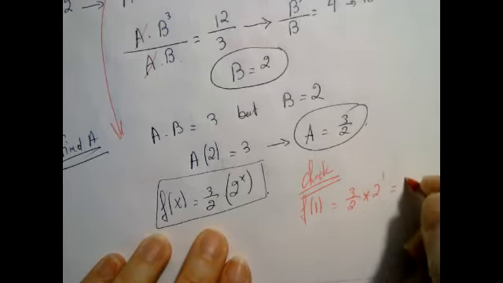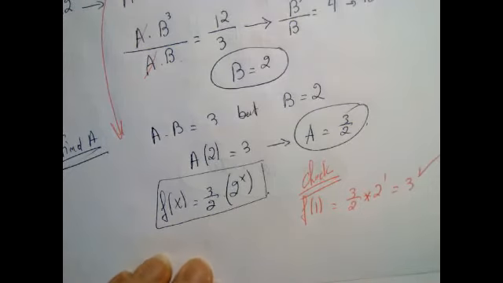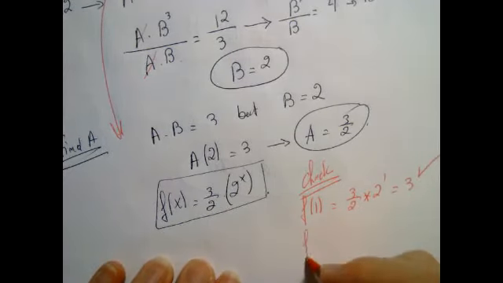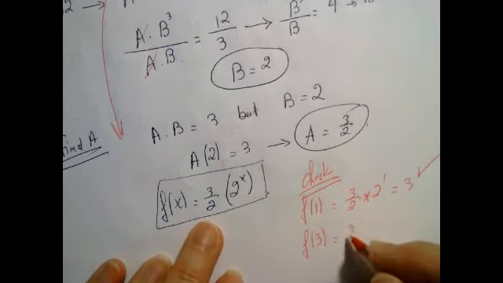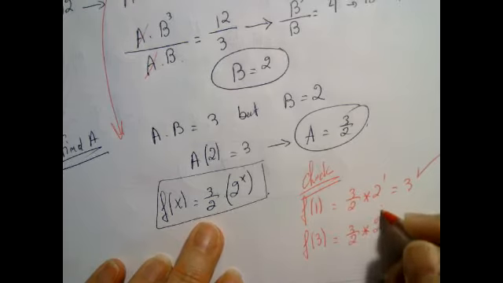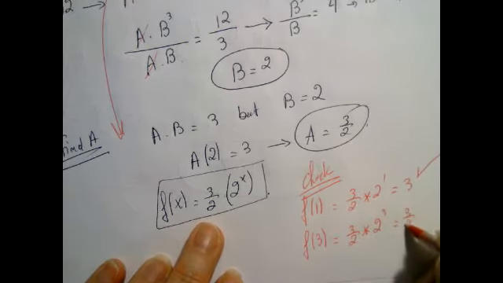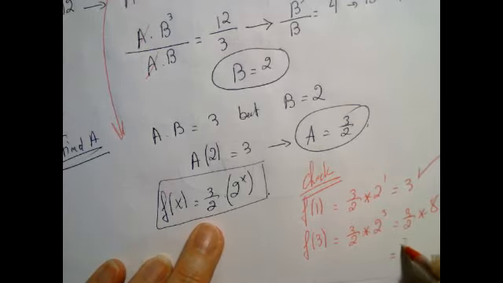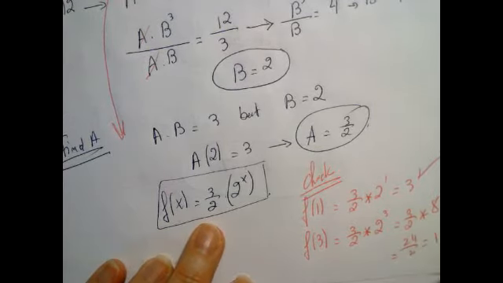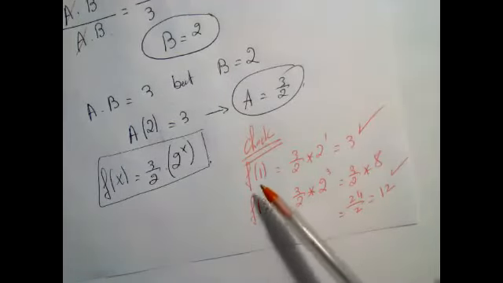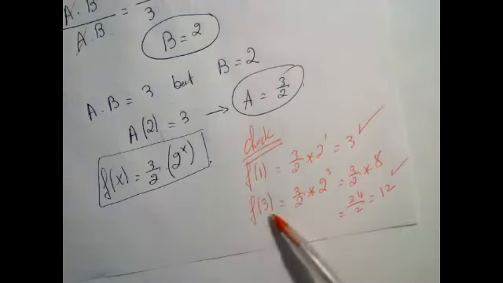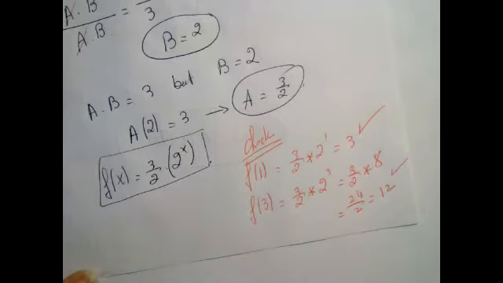3/2 times 2 to the power 1 is equal to 3. So this is satisfied. Then at 3, it should take me to 12. Let's see what it does at 3. 3 over 2 times 2 to the power 3. It means 3 over 2 times 8, 24 over 2, which is 12. Check. It means I'm doing it correctly. It means this exponential function does satisfy the data. It takes 1 to 3 and 3 to 12. Okay. I'll do one more problem along those lines, but I really would like you to do it also yourself.